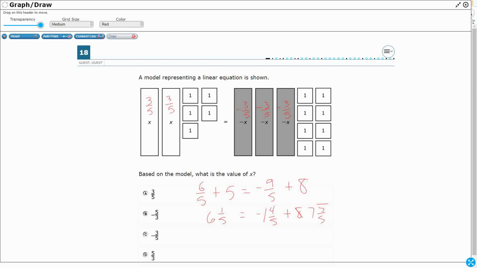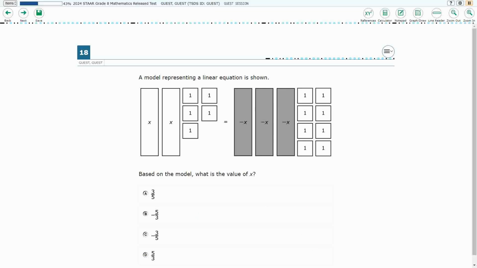So if you take away from 7 5/5, I just renamed the 8, you subtract 1 4/5, you're going to get your 6 1/5. All right, so our answer is A.